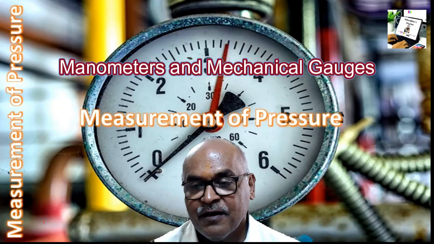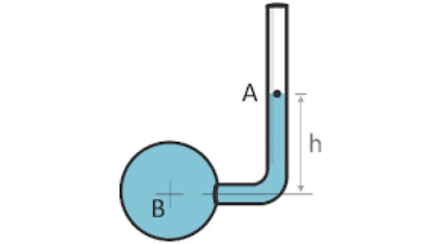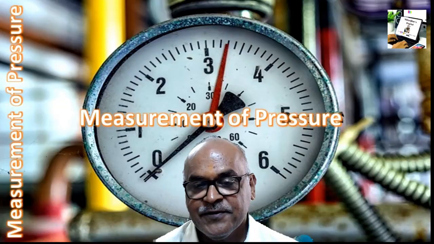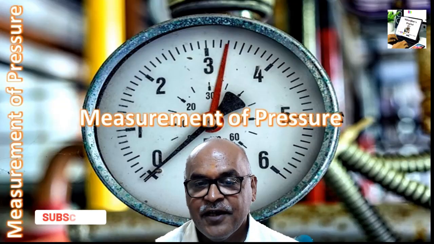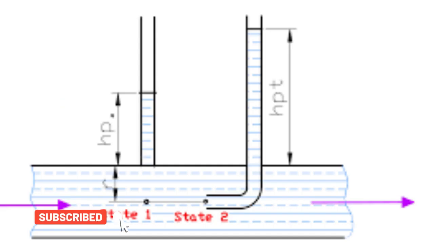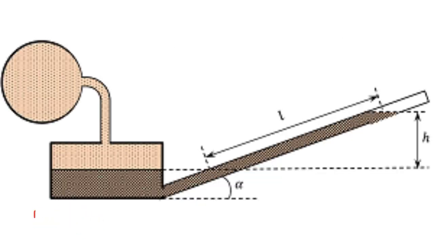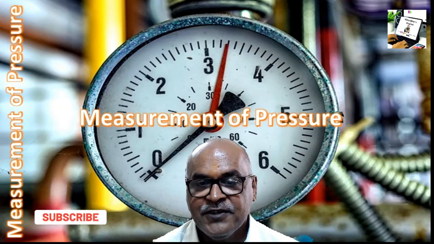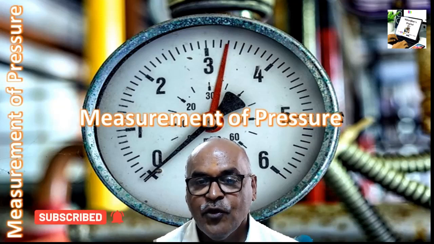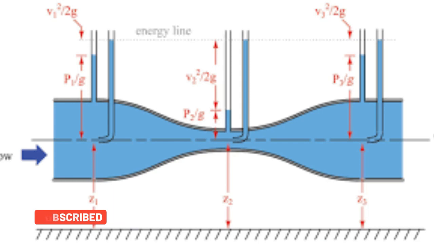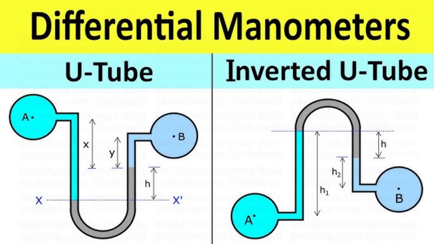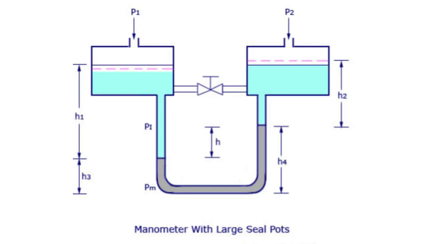The manometers are of two types, simple manometers and differential manometers. Simple manometers are again categorized in three, namely the piezometer, U-tube manometer and micromanometer. Whereas the differential manometers are categorized under four types. Number 1, two piezometers. Number 2, U-tube upright manometer. Number 3, inverted type U-tube manometer. And number 4 is differential micromanometer.